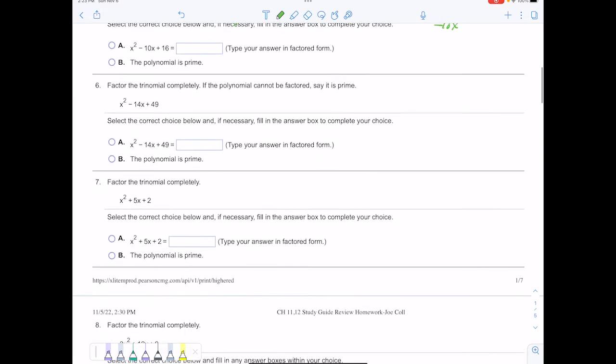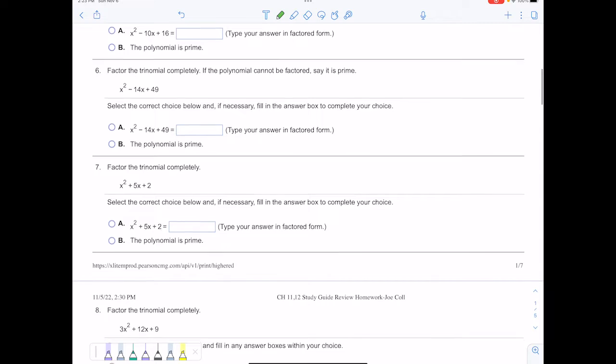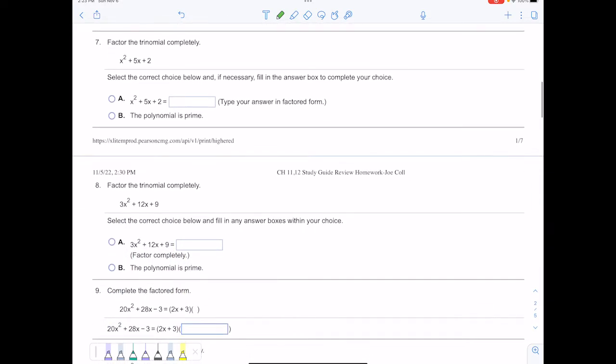We're doing the same thing with number 6. So you're factoring again. And I'm going to let you all try that on your own. The answers are at the end of this document, so you can check.